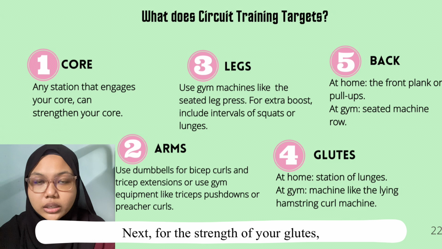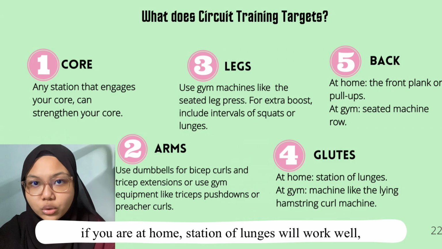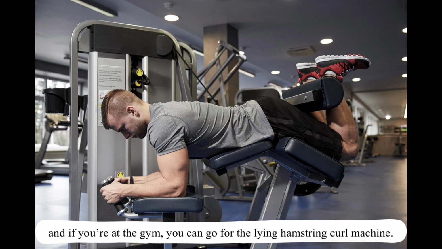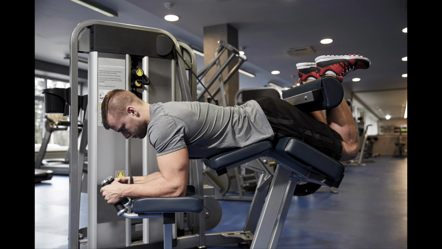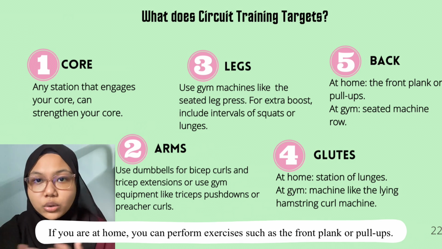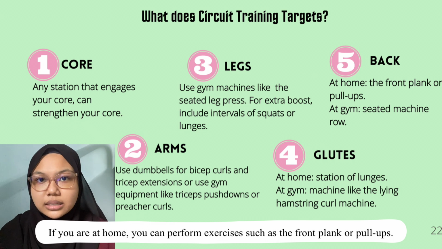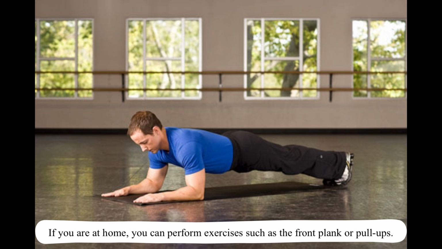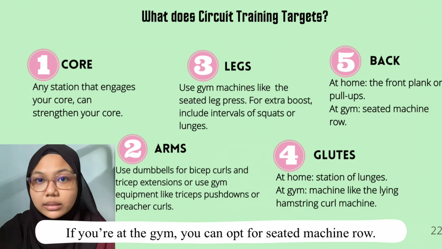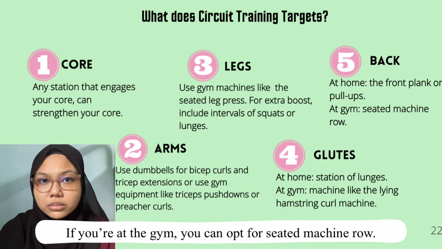Next, for the strength of your glutes, if you are at home, a station of lunges will work well. However, if you are at the gym, you can go for the lying hamstring curl machine. And lastly, circuit training targets your back. If you are at home, you can perform exercises such as the front plank or pull-ups. If you are at the gym, you can opt for the seated machine row.